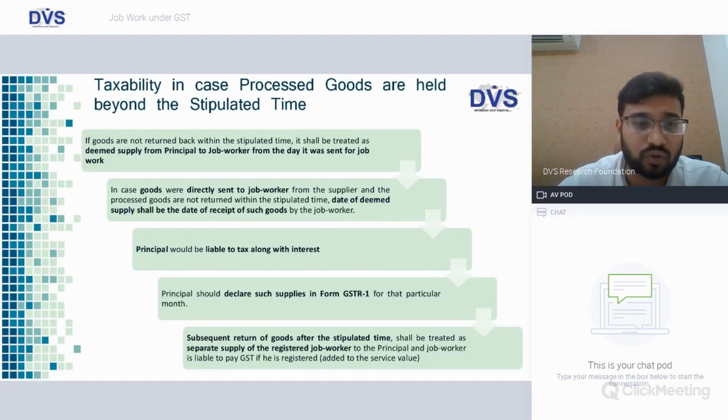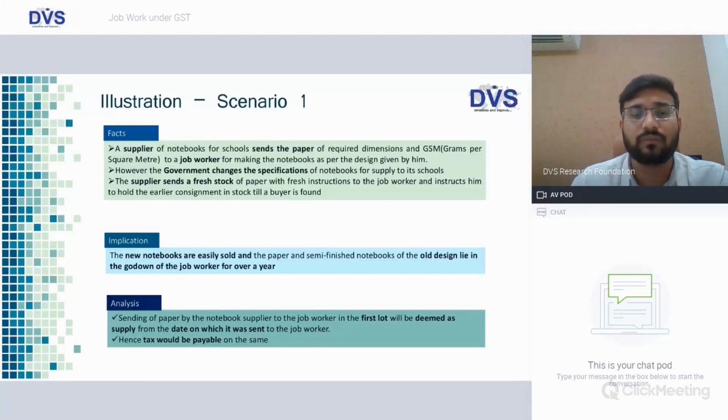Supply of job work services from job worker to principal would be taxable or not taxable considering the threshold of 10 lakhs or 20 lakhs, as the case may be. But having said that, if there are goods which are returned after the stipulated time, those shall be treated as a separate supply of the registered job worker. So when goods are sent after the stipulated time, that would be regarded as a sale. So it would be a reverse sale kind of transaction from the place of the job worker to the principal, and the job worker would be liable to GST if he is registered. That would get added to the service value. So we'll see this in the form of an example.